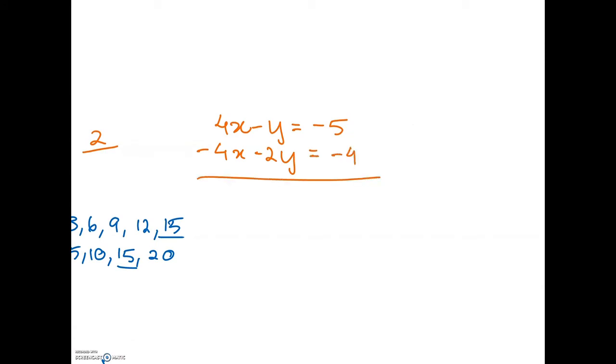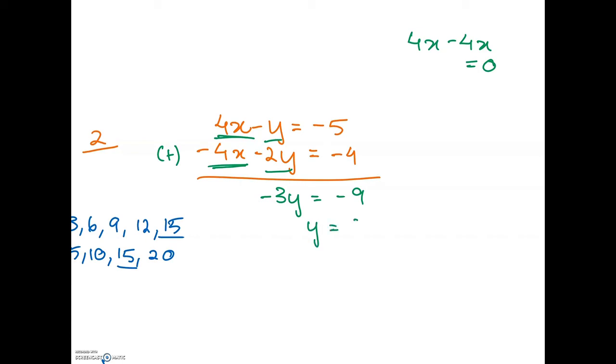And let's just solve this like any other system of linear equations. As you can see, both x terms have the same coefficient. Since 4x minus 4x is equal to 0, if you add, you'll get 4x plus negative 4x, which is 0, negative y plus negative 2y, which is negative 3y, and negative 5 plus negative 4, which is equal to negative 9, making y equal to 3. So we figured out that y equals 3.